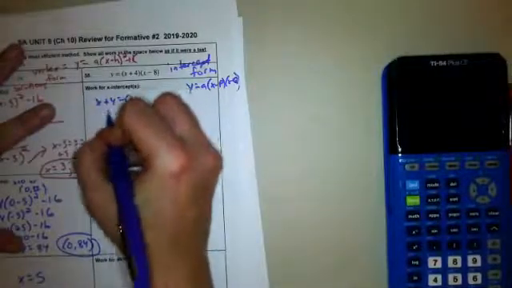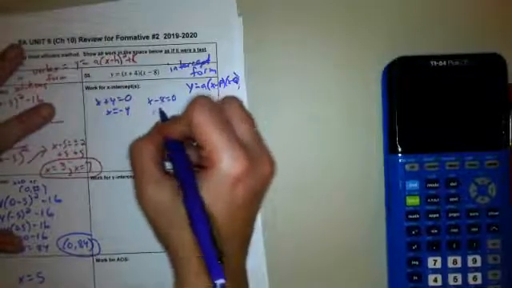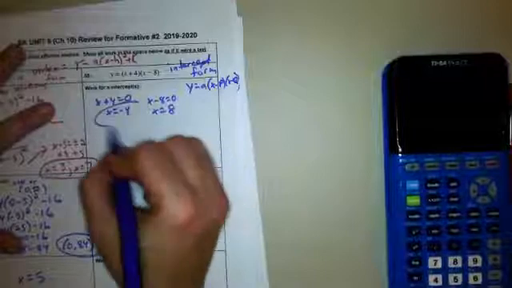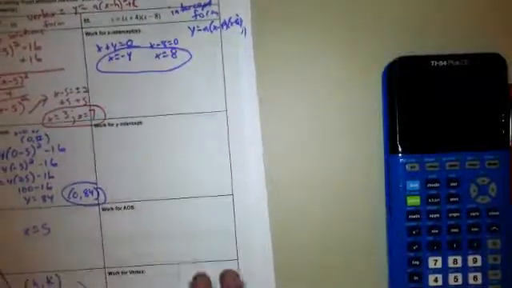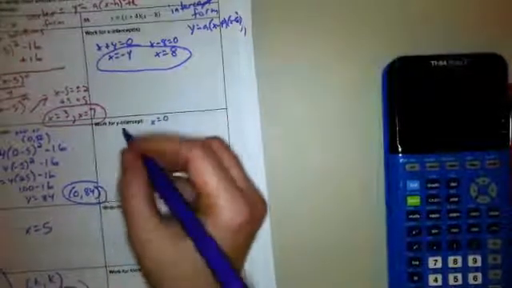Intercept form or solutions, x-intercepts, I should say. x plus 4 equals 0, and x minus 8 equals 0. So there are my two solutions, or my x-intercepts. Work for the y-intercepts, it's when x equals 0. So we're going to go ahead and put 0 in for x.